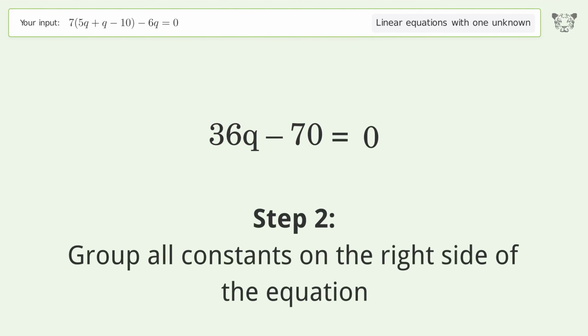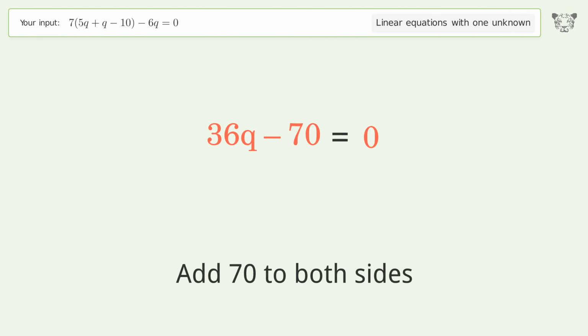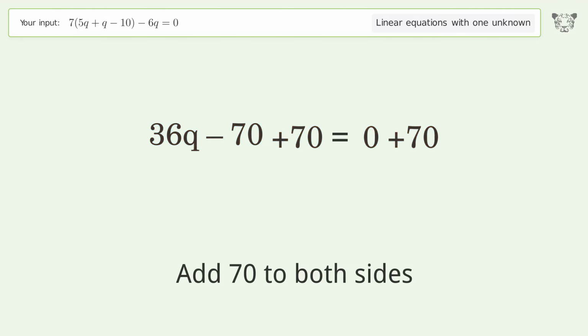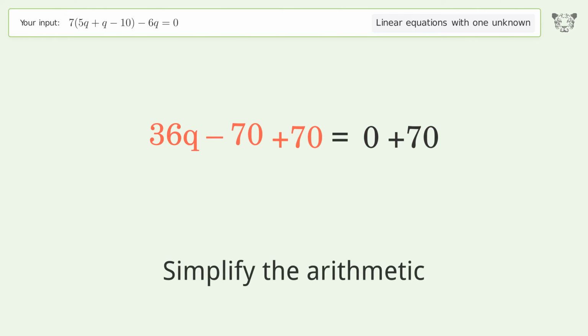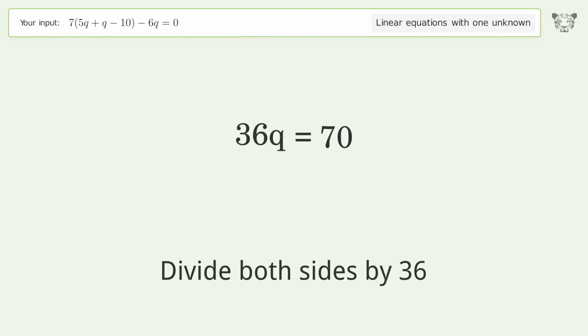Group all constants on the right side of the equation. Add 70 to both sides. Simplify the arithmetic. Isolate the q. Divide both sides by 36.